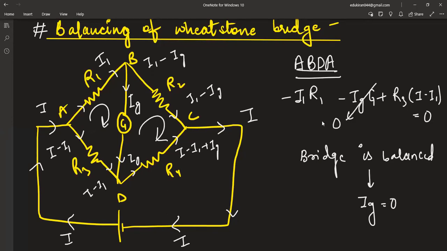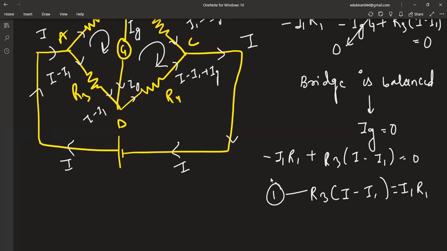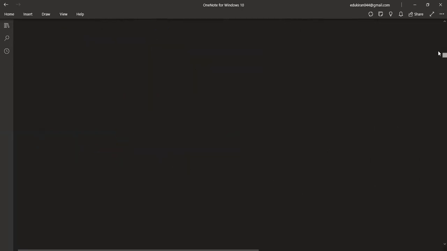So what your equation is left with is minus I1 R1 plus, I'll solve this. I'll not leave the equation this time because I have to find out the answer. This is 0 minus I1 R1 plus R3 into I minus I1 is equal to 0. So how can I write this? R3 into I minus I1 is equal to I1 R1. This is the final. Now I cannot solve it more. First equation. I'm solving this because from this derivation we'll find out the final answer as well.